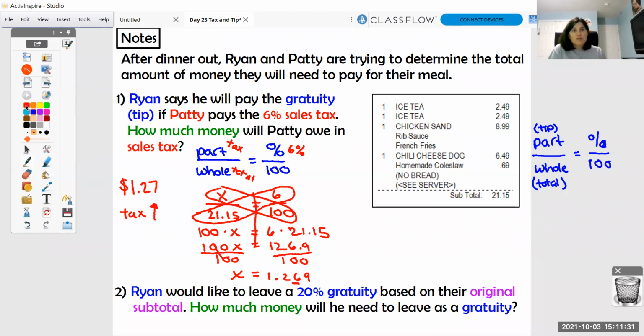So I'm going to substitute it in. Now my tip is what I'm missing. I'm still going to put an X up there. My total is still going to be the 21.15. And then now, instead of 6%, I want to know 20%. So we're going to use our cross products again. And we have 21.15 times 20.